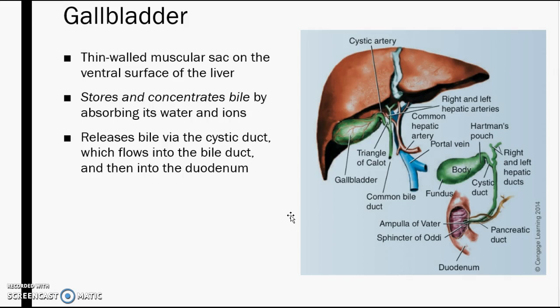Gallbladder. It is a thin-walled muscular sac found on the ventral surface of the liver. It stores and concentrates bile. So remember, bile is produced by the liver, but it is stored and concentrated in the gallbladder. The gallbladder does not actually make bile, but it stores it, and then it is released via the cystic duct, which flows into the bile duct, which then opens into the duodenum.